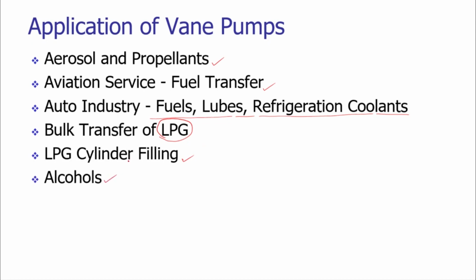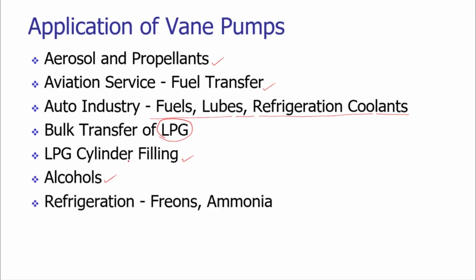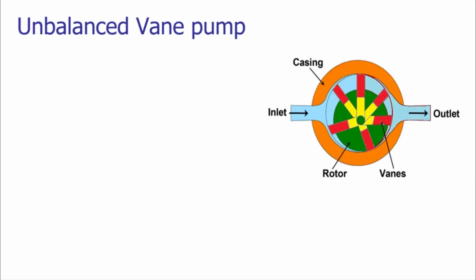They are widely used for conveyance of alcohols, various refrigerants such as freons and ammonia, various chemical solvents, and aqueous solutions. On your screen you can see a configuration of vane pump, and it is called an unbalanced vane pump.